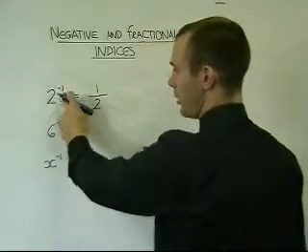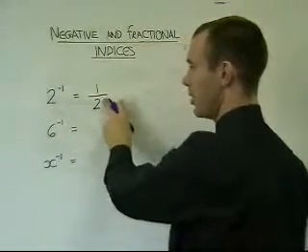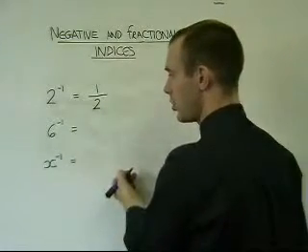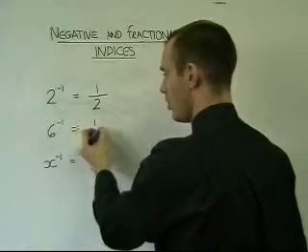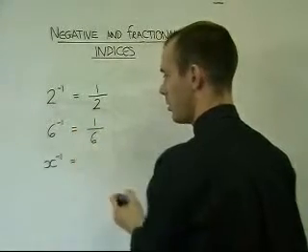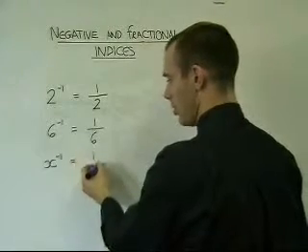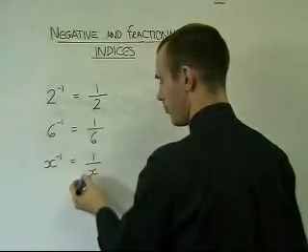This power would then go down onto the bottom, but in this case it's 2 to the 1, so we leave it how it is. Same thing with 6 to the minus 1: 1 over 6. And the last one, x to the minus 1, will be the same as 1 over x.